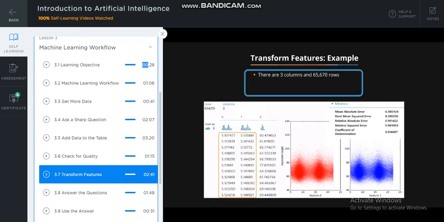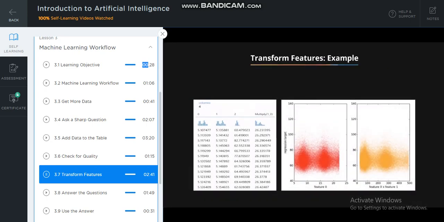Take a look at 3 columns with 65,670 rows of observations. On a closer look, we can see that features 0 and 1 have almost similar values. However, in the graphical representation of feature 0 and feature 1, we see that the numbers are scattered, thus giving no meaningful representation.